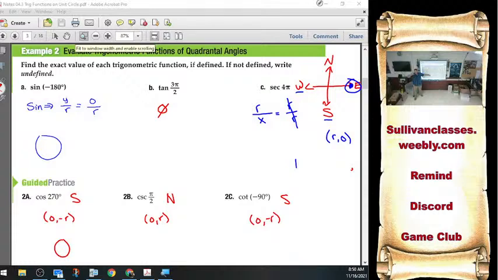Cosecant is r over y. R over r is 1. Cotangent is not y over x, x over y. X over y is 0 over negative r is 0. Ta-da! Use those coordinate shortcuts. Okay? It's either that or you just do a quick sketch. All right? Is this okay, or are we just going cross-eyed?